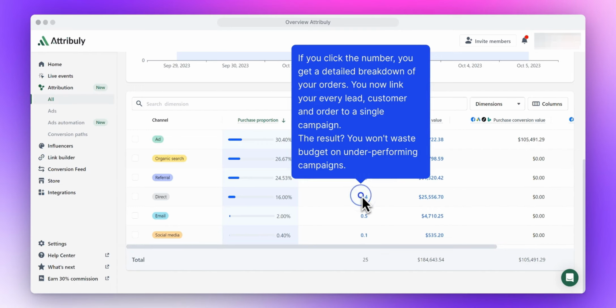You now link your every lead, customer, and order to a single campaign. The result? You won't waste budget on underperforming campaigns.